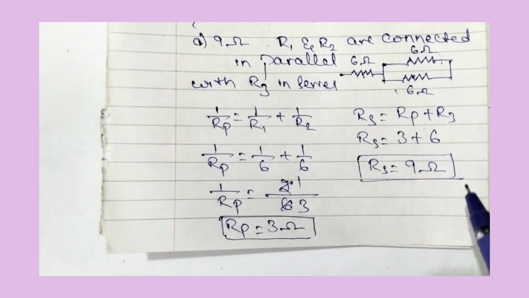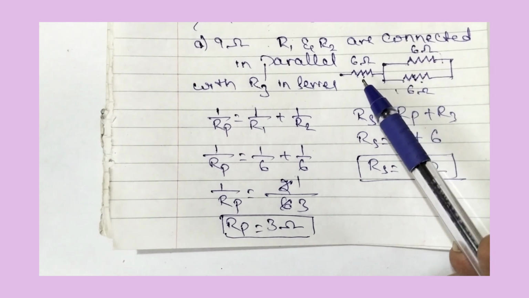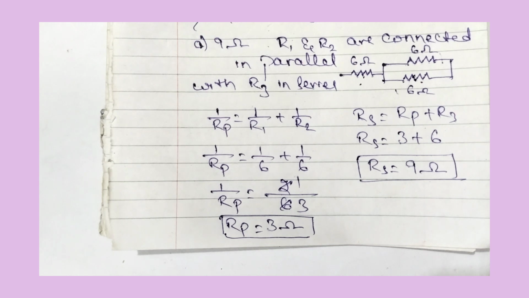So to get 9 ohm resistance, two 6 ohm resistors are connected in parallel with one 6 ohm resistor in series. So like this we have to connect it.